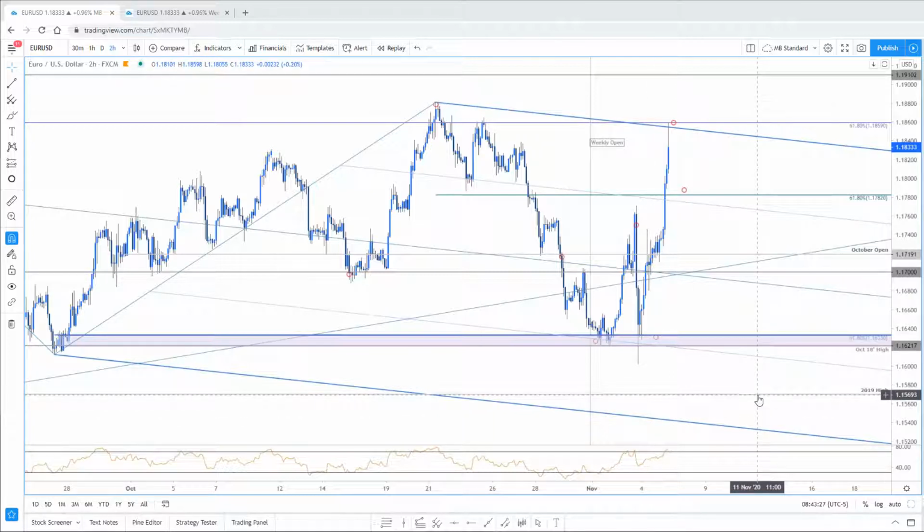A print of, I'm sorry, 600,000. Okay, it hasn't changed. So the previous read was 661. Unemployment expected to drop to 7.7.